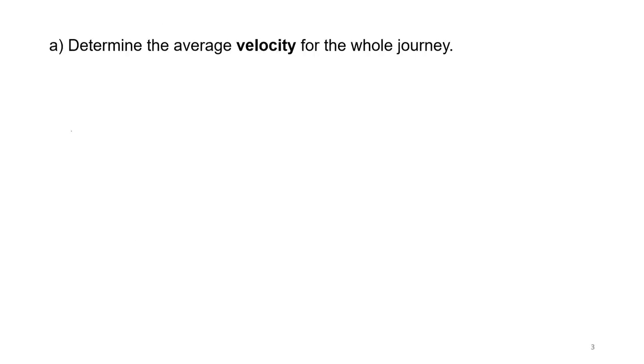Now, determine the average velocity for the whole journey from time 0 seconds to 14 seconds. We use the equation for average velocity, S2 minus S1 over T2 minus T1. Substitute the values: S2 is 10 cm, S1 is 0 cm, T2 is 14 seconds, T1 is 0 seconds, and then we get the answer 0.71 centimeters per second.